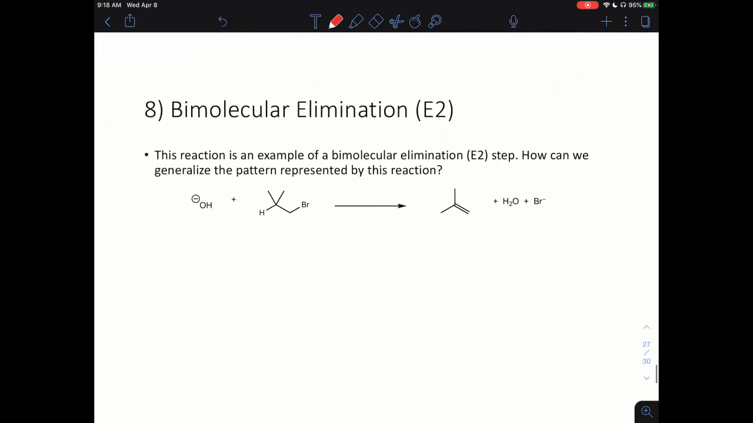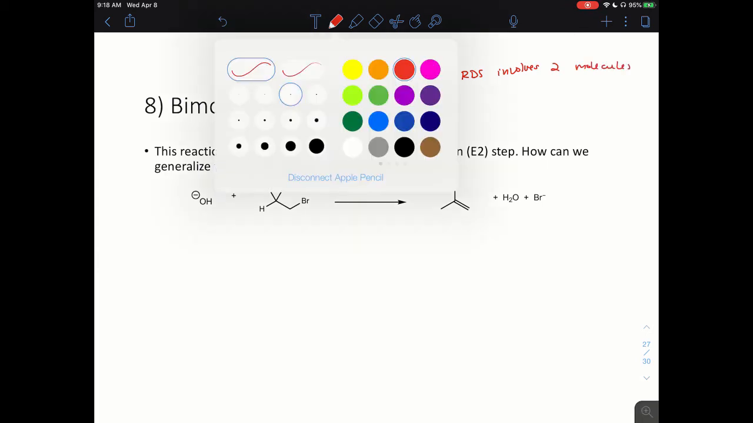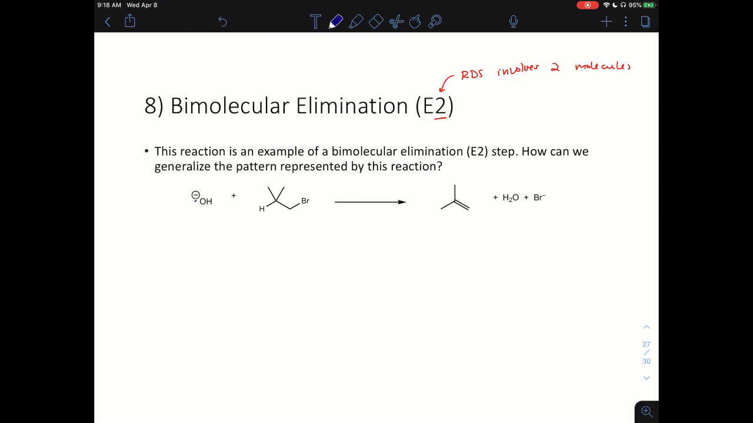Okay, so this reaction is an example of a bimolecular elimination step, an E2. So this E2 just means that the rate determining step involves 2 molecules. And we'll talk way more about this later. I don't want you to worry about it too much right now. Let's draw the mechanism one more time. So yes, hydroxide is kind of acting as a nucleophile, but it's really acting as a base. So E2 requires a strong base.